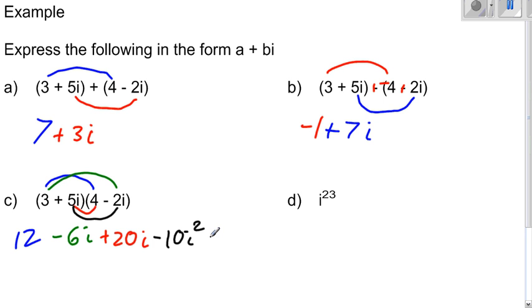Now, my little shortcut, anytime I see an i squared, I cross it out and change the sign, because i squared is -1. So now we have 10 plus 12, which is 22. Combine the real parts and combine the imaginary parts. 20i and -6i is 14i.